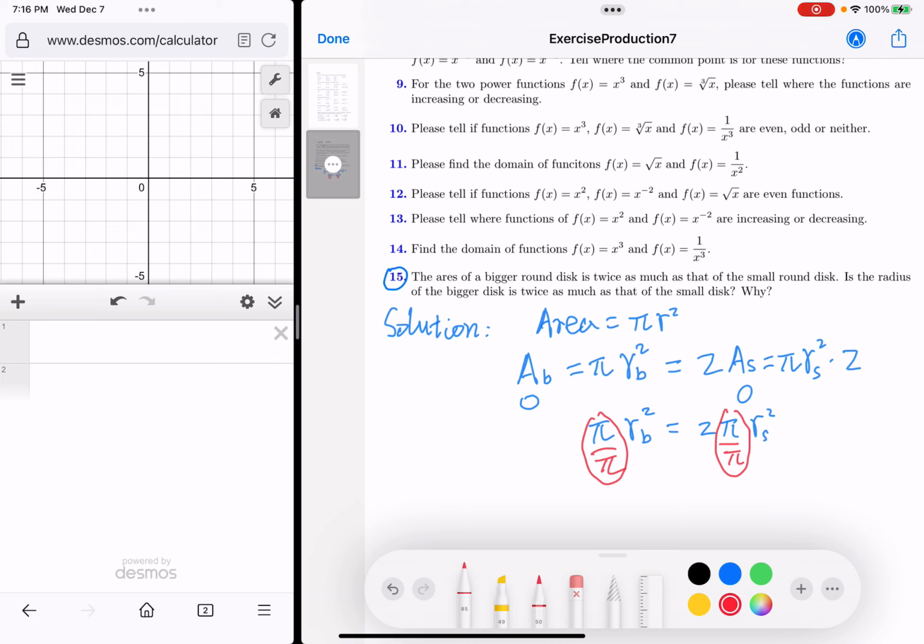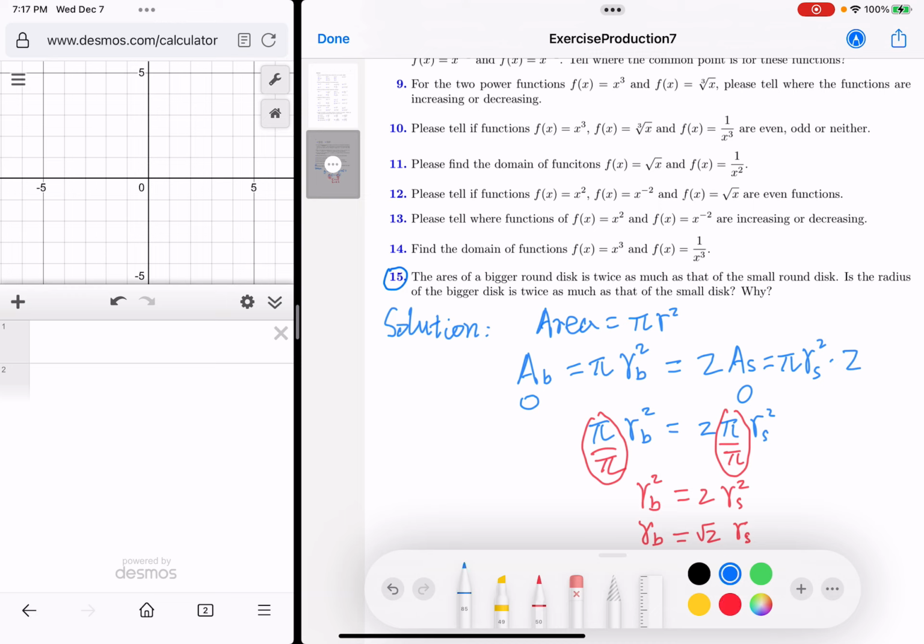That means you have the radius of the big disk squared. That's twice as much as the radius squared for the smaller disk. That's twice as much. But for the radius itself, you have to take the square root. Okay, so then that's the radius for the smaller one.